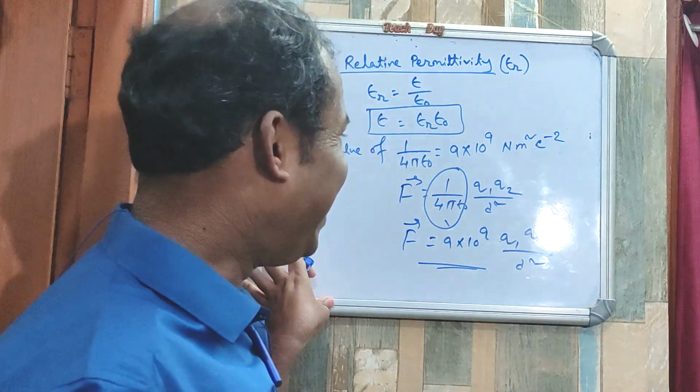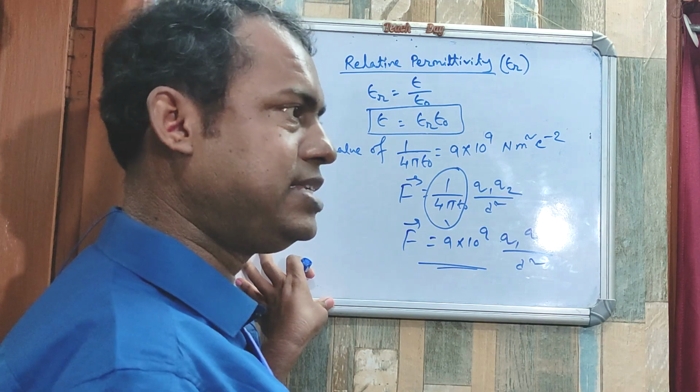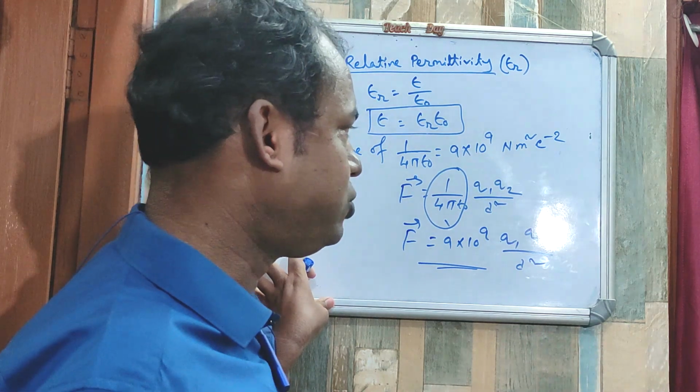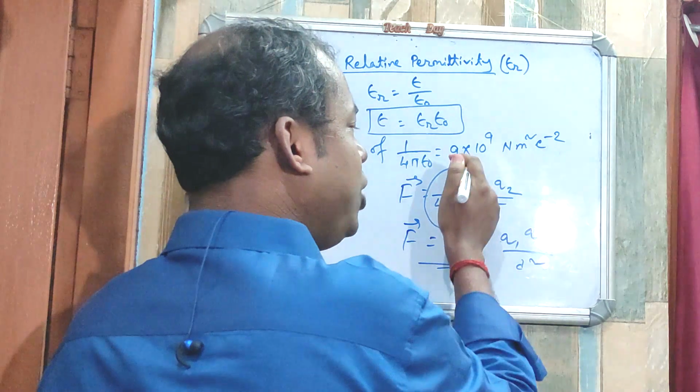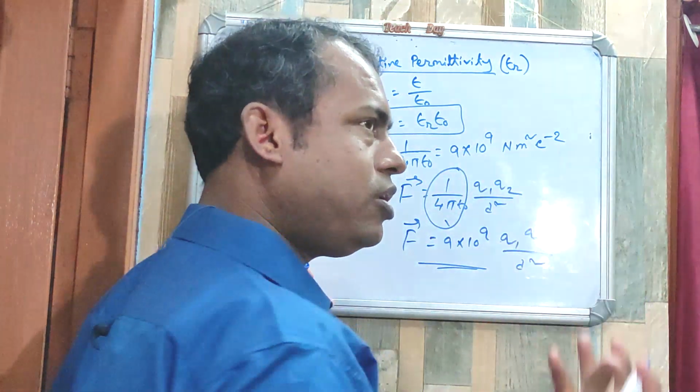Is it clear? Now the question arises, what is the unit of the force? In the CGS system it is dyne and in the SI system it is Newton. So when we put in the value of 1 by 4 pi epsilon 0, it is very easy to find the value of F.